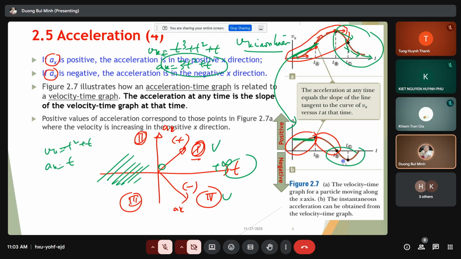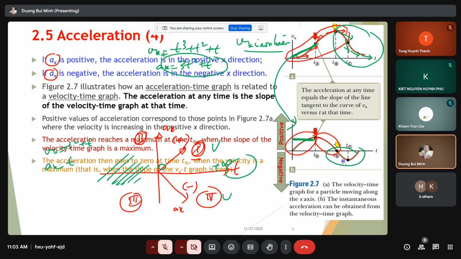Any other questions so far? Okay. Next. Very easy. This is the big value of velocity. At the big, that means Vx is constant. We only have one big value, at time tb. So Vx is constant, so Ax is 0. You get it?